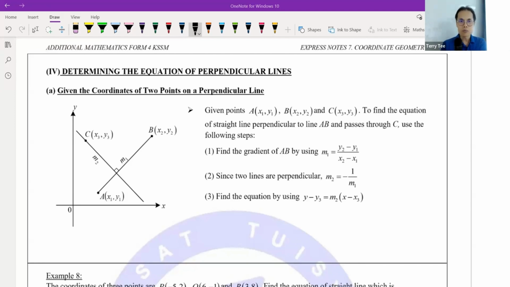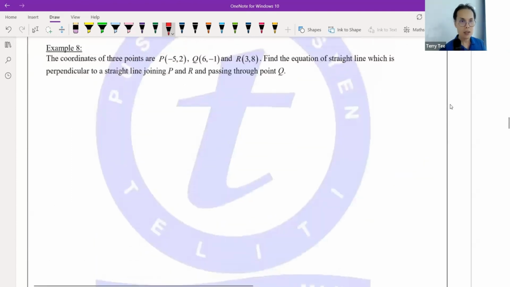So you're given the coordinates of 2 points on the perpendicular lines. If you want to find the gradient of this line, because you're finding the equation, we find the gradient of this line first. I do (y2 minus y1) over (x2 minus x1). Since the second line is perpendicular to the first line, we do m1 dot m2 equals negative 1. So we say your m2 is negative 1 over m1. Yeah, we call it a negative reciprocal. And to form the equation of this line, we just use y minus y3, because this point is (x3, y3), equals m(x minus x3).